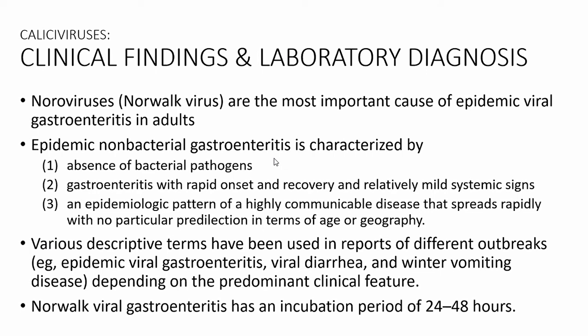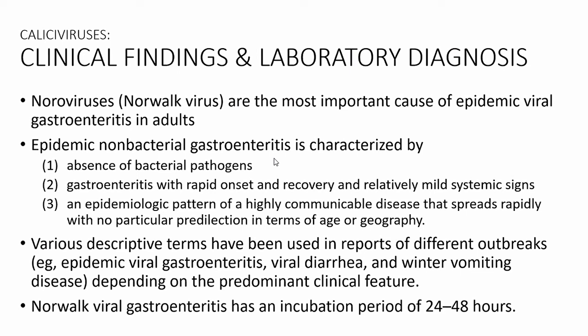So noroviruses are the most important cause of epidemic viral gastroenteritis in adults, and epidemic non-bacterial gastroenteritis is characterized by, first, the absence of bacterial pathogens, second, gastroenteritis with rapid onset and recovery and relatively mild systemic signs, and third, an epidemiologic pattern of highly communicable disease that spreads rapidly with no particular predilection in terms of age or geography. So various descriptive terms have been used in reports of different outbreaks depending on the predominant clinical feature.